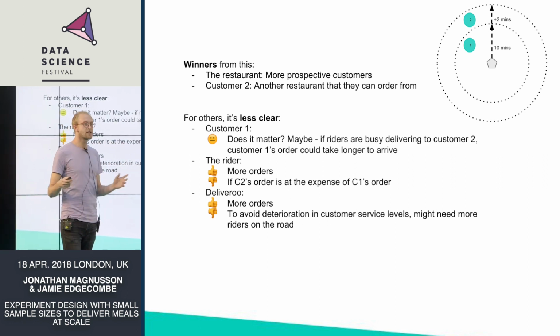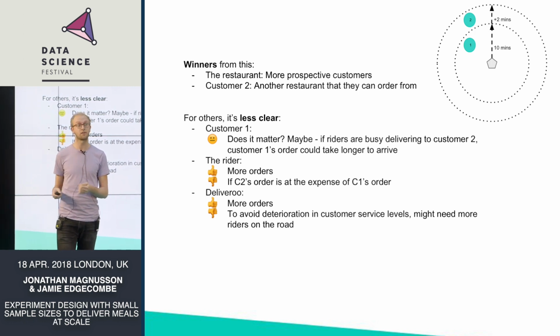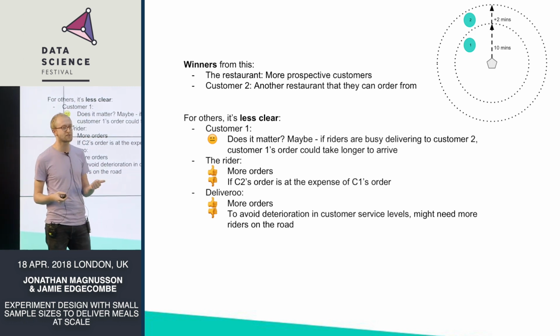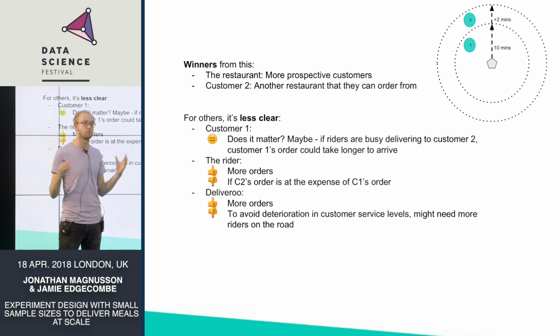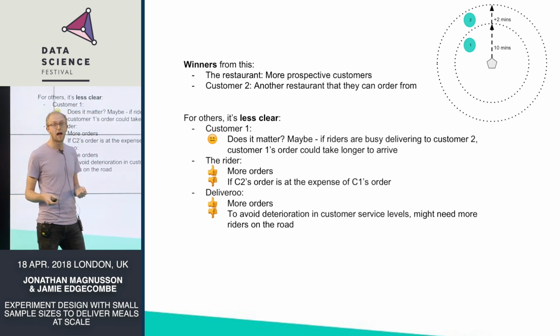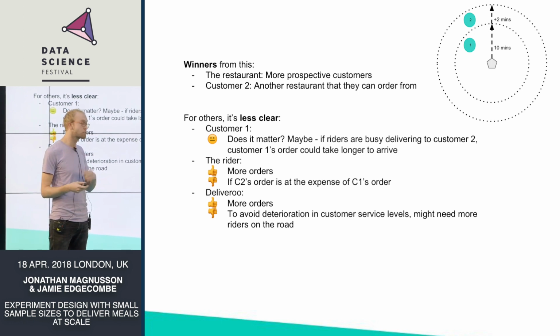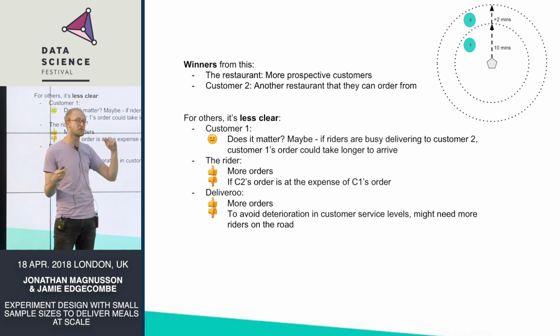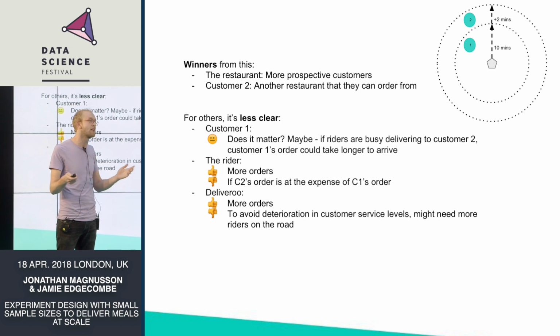So, starting with perhaps who is more clear-cut, perhaps the clear-cut winners in this are the restaurant, number one, because the restaurant is going to probably get more orders. They can address a larger proportion of the population of Deliveroo users. And so that's probably net a good thing for those guys. It's probably also good for customer 2 because customer 2 couldn't previously order from this restaurant. So at least they have the option to now. So again, they're a reasonably clear winner.